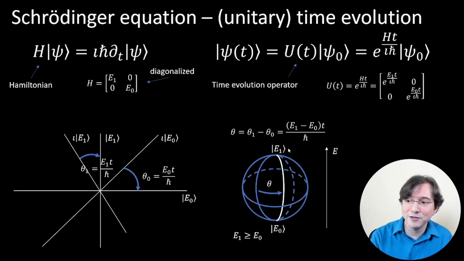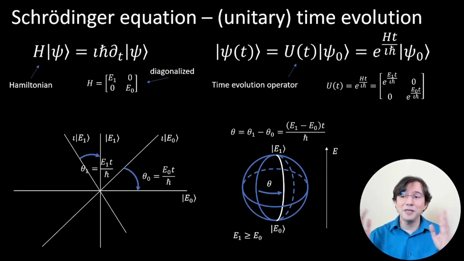If the energy here is higher than the energy here, we rotate on this side. So we rotate x towards y and y towards minus x and so on. If E0 instead were higher than E1, you just rotate it in the other direction. So that's it. That's how you can visualize what's happening both in the complex vector space and in the projective space when you're doing a unitary operation, when you are evolving through the Schrödinger equation.